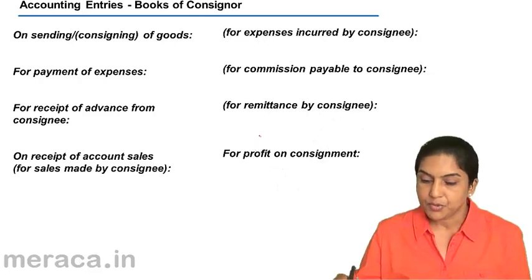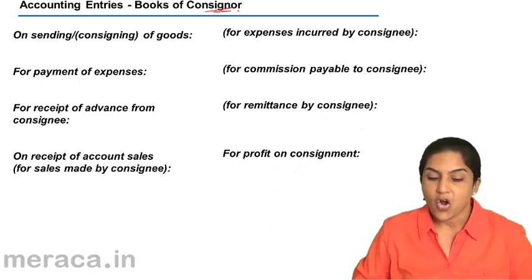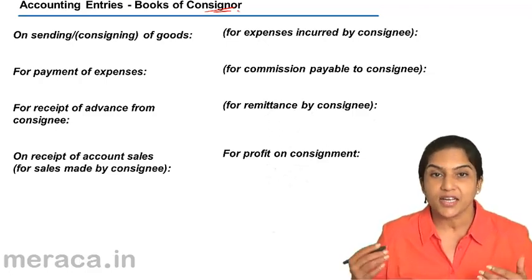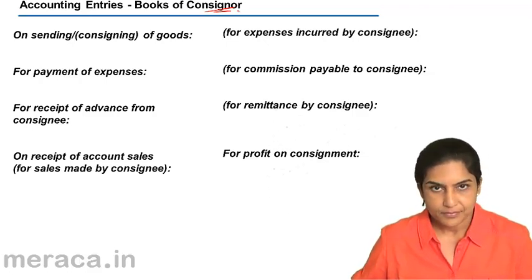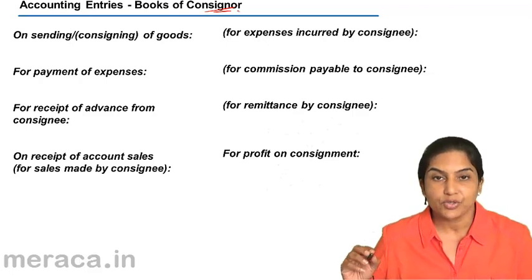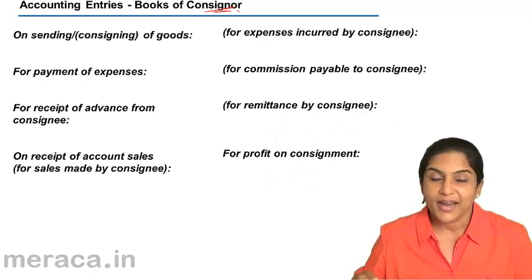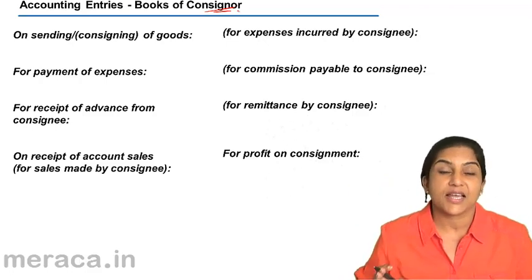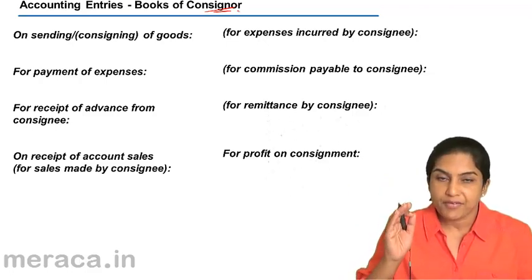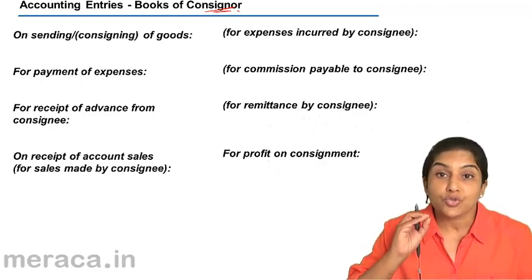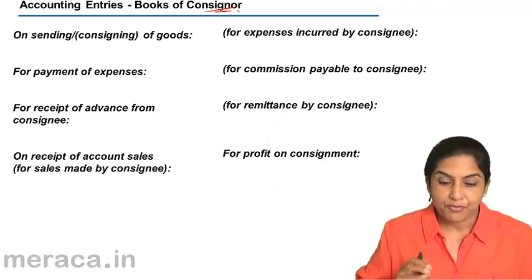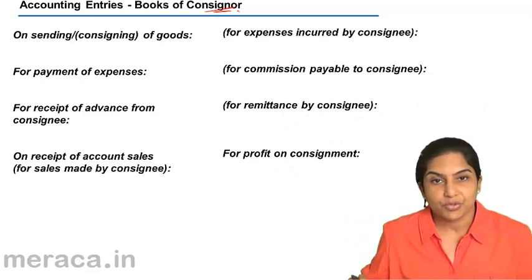Accounting entries in the books of the consignor. On sending of the goods, on consigning goods to the consignee, what is the entry? When goods are sent on consignment, the goods are not sold to the consignee. The goods are not the property of the consignee, and therefore it is not the consignee's account which is debited.